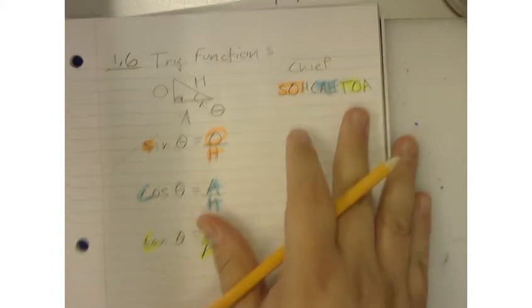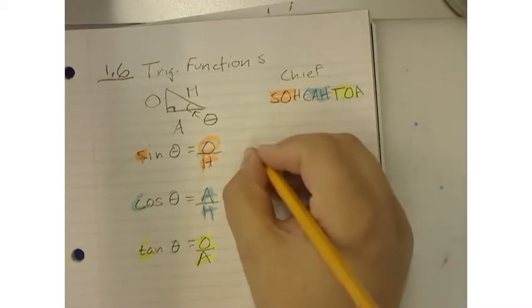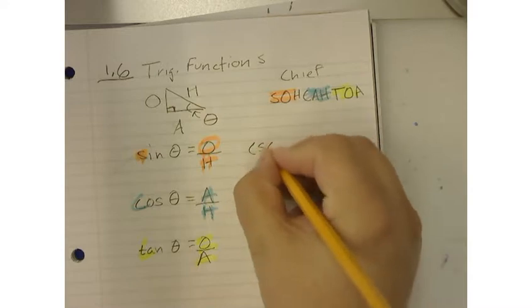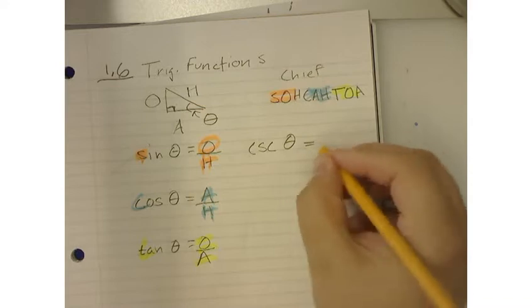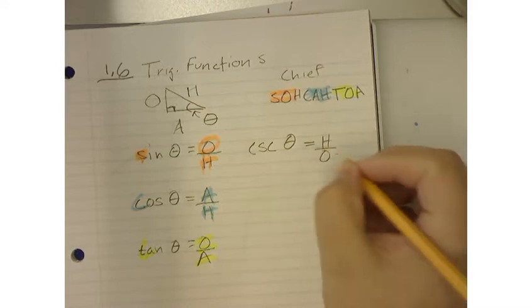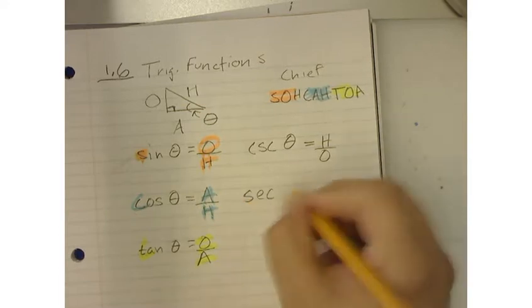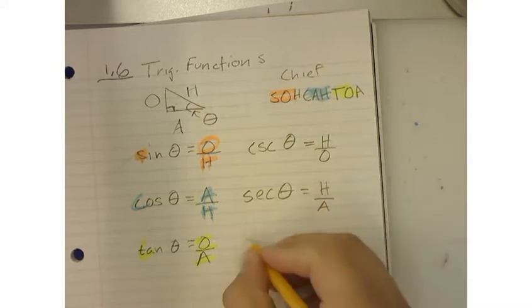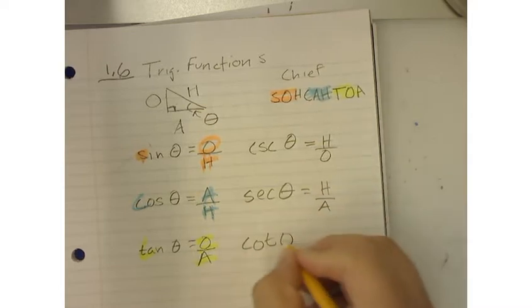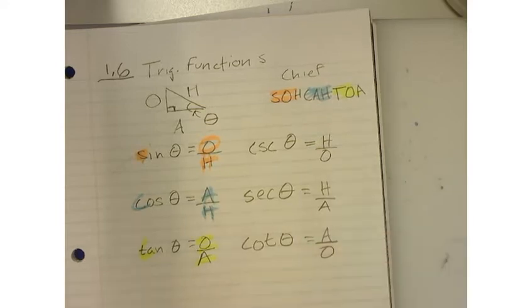The reciprocals of those functions are simply going to be cosecant, where cosecant of theta is the hypotenuse over the opposite, and then secant is going to be the hypotenuse over the adjacent, and then cotangent of theta is just going to be the adjacent over the opposite side length.